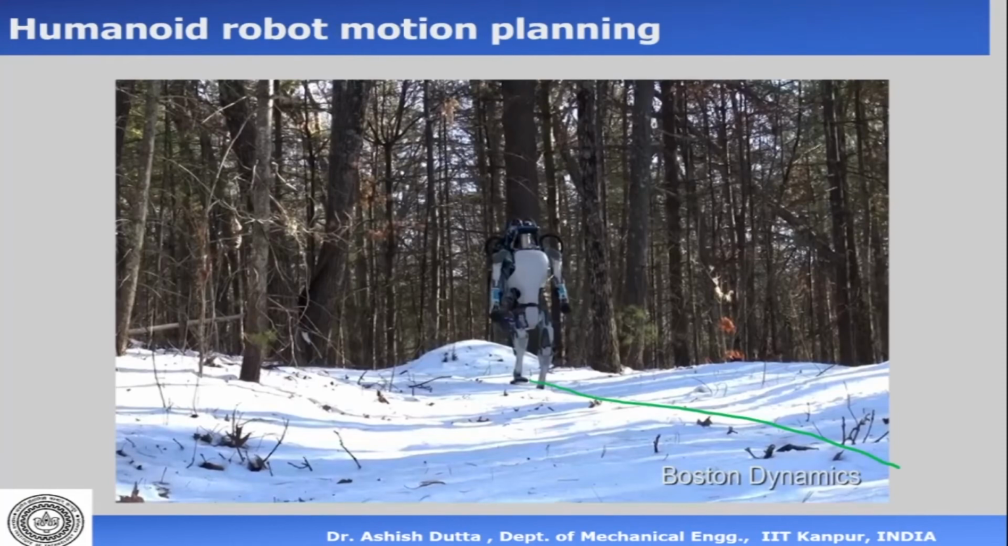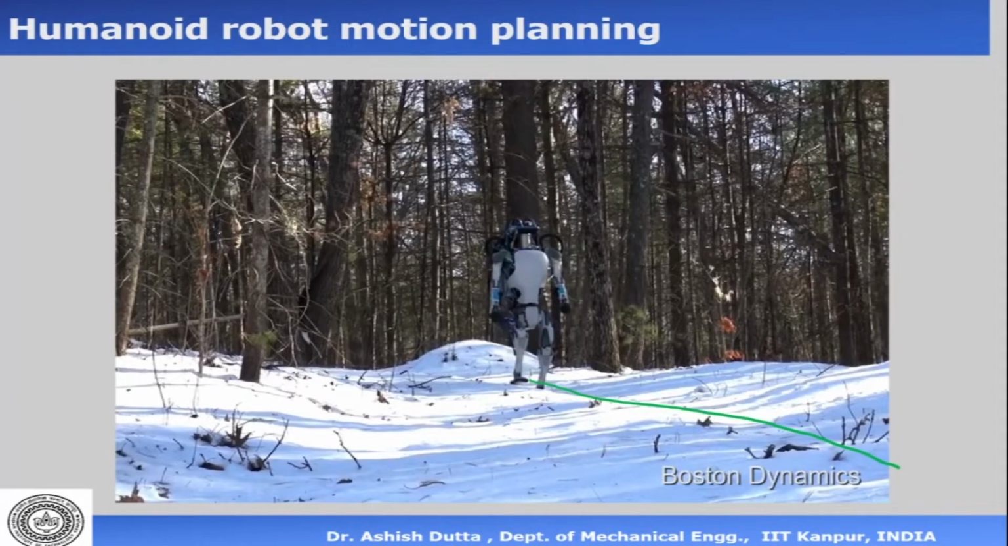For example, in the case of a biped robot. Here we have a biped robot which is walking. It has a very large number of degrees of freedom, 54 degrees of freedom. We'll shortly come to what a degree of freedom is. The robot has to walk from one point to another point without hitting obstacles. In this case, why is it more complex? Because you can't easily define an obstacle. What is an obstacle here?